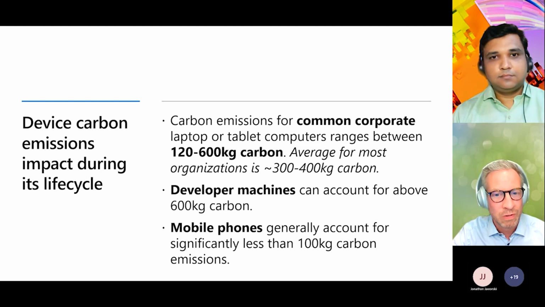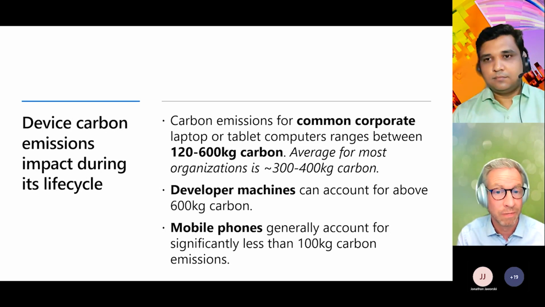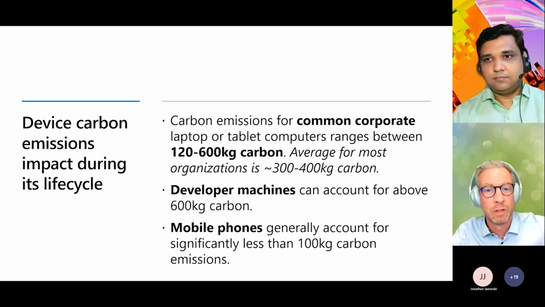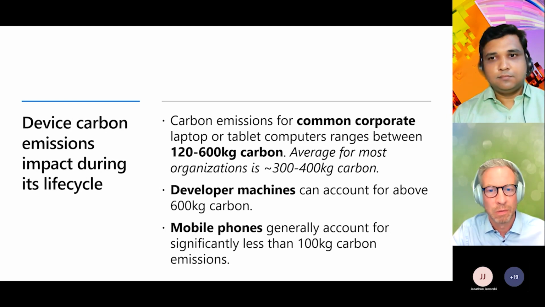So laptop computers used in organizations typically range between slightly above 100 kilograms of carbon up to around 600 throughout the device lifecycle. Having looked at the most common laptop models used in organizations, I would say that the typical or average organization averages about 300 to 400 kilograms of carbon per laptop. So let's consider that as some kind of baseline, which I'm going to use moving forward throughout this presentation.